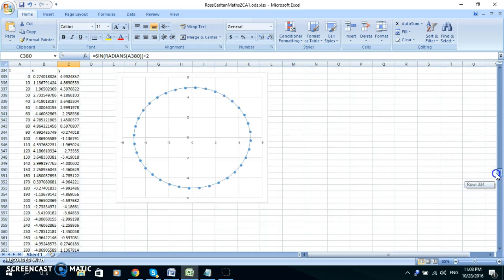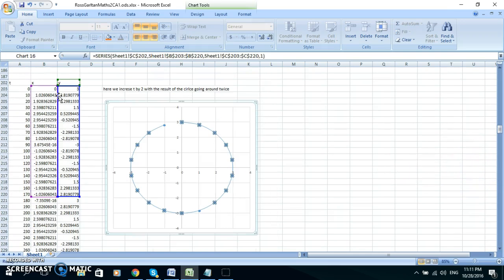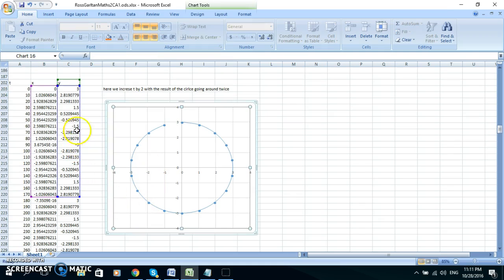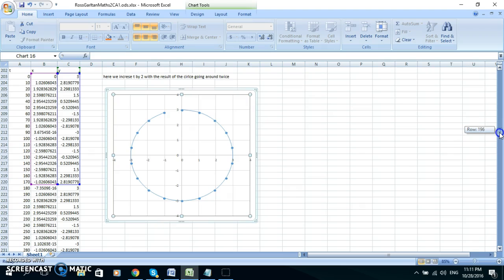To control the speed, we have increased t by 2 in the examples, and that is a result of the circle really going around twice. And I just highlighted here, as you can see, I've gone from 0 to 170, nearly half the way, and you can see that it's already done full motion. So if I would write down all my values and points, I would have gone around the circle twice.